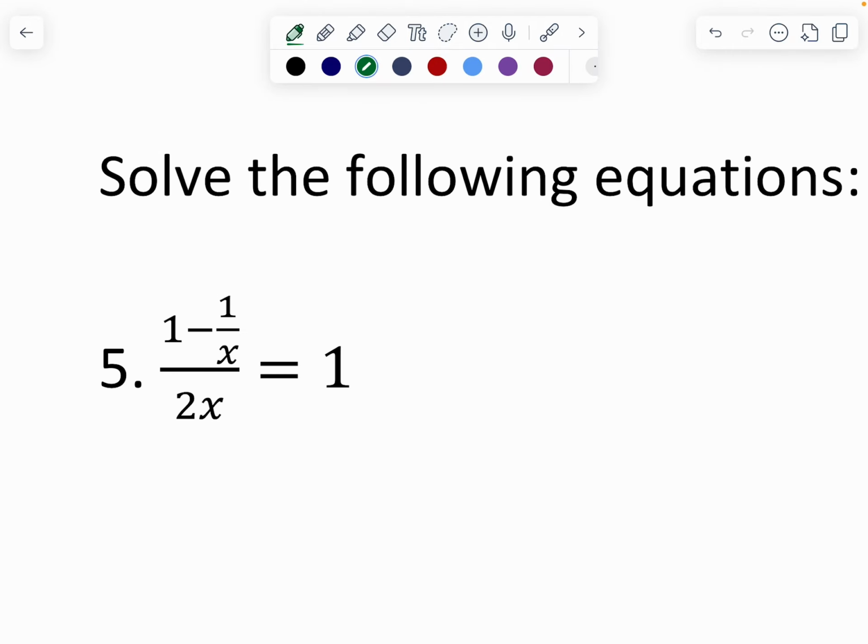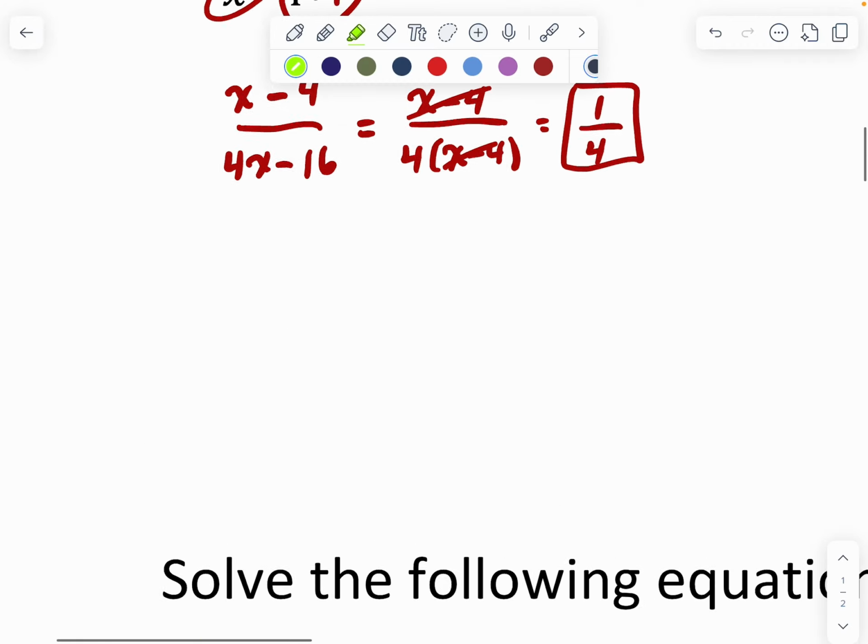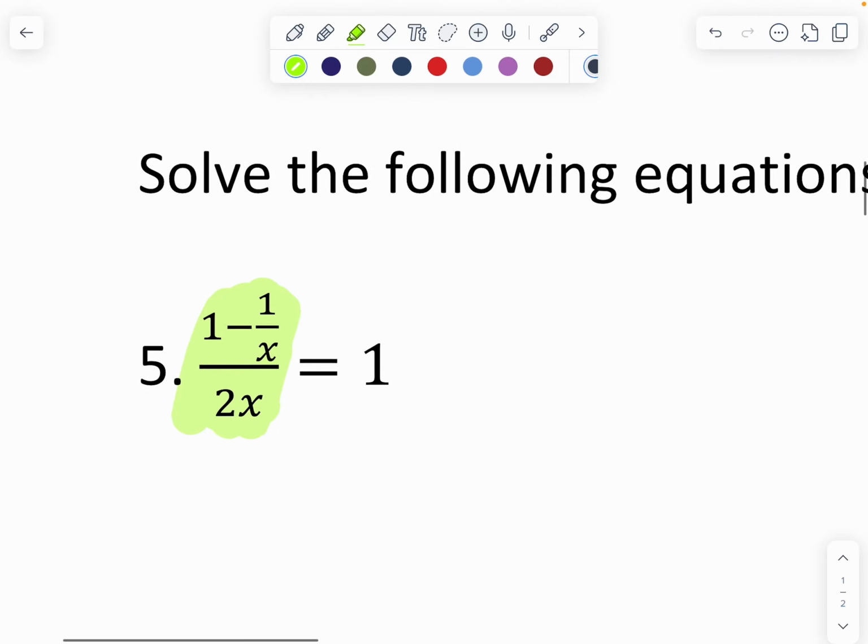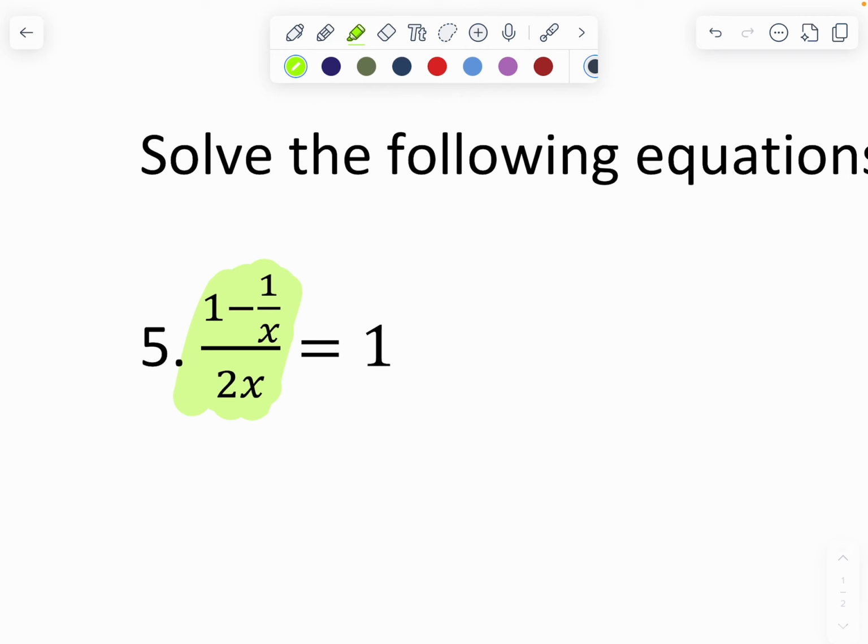So you guys, the ugly thing about this whole equation is just this expression right here, okay? So I'm just going to focus on that, ignore the equals 1. So just pretend like number 5 is just like one of these where you're just simplifying really fast. So what's the only denominator that you see here? Well, I see this x, right? So my common denominator is just going to be that x.